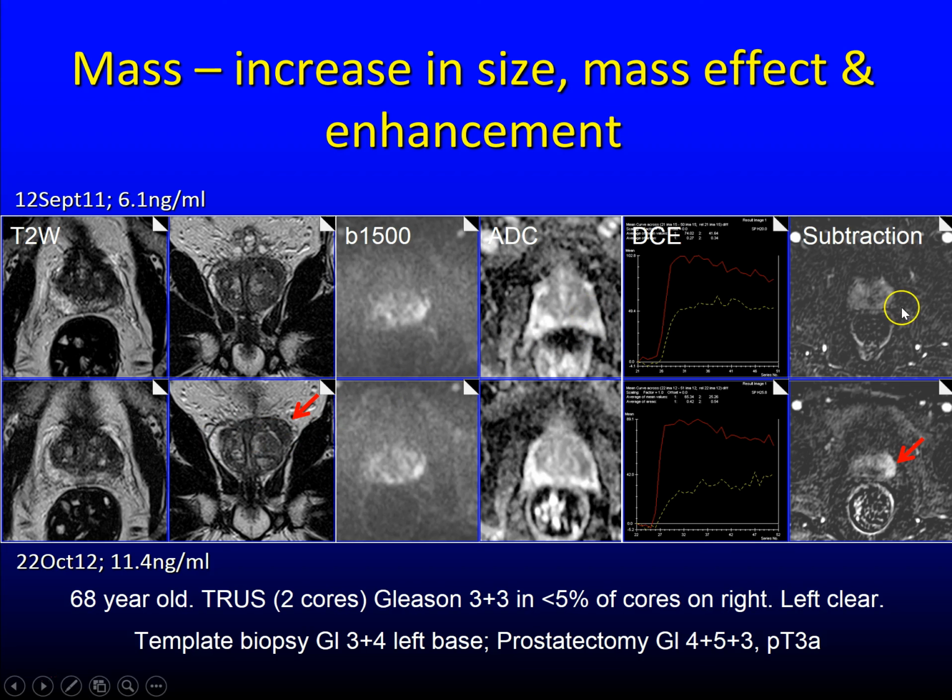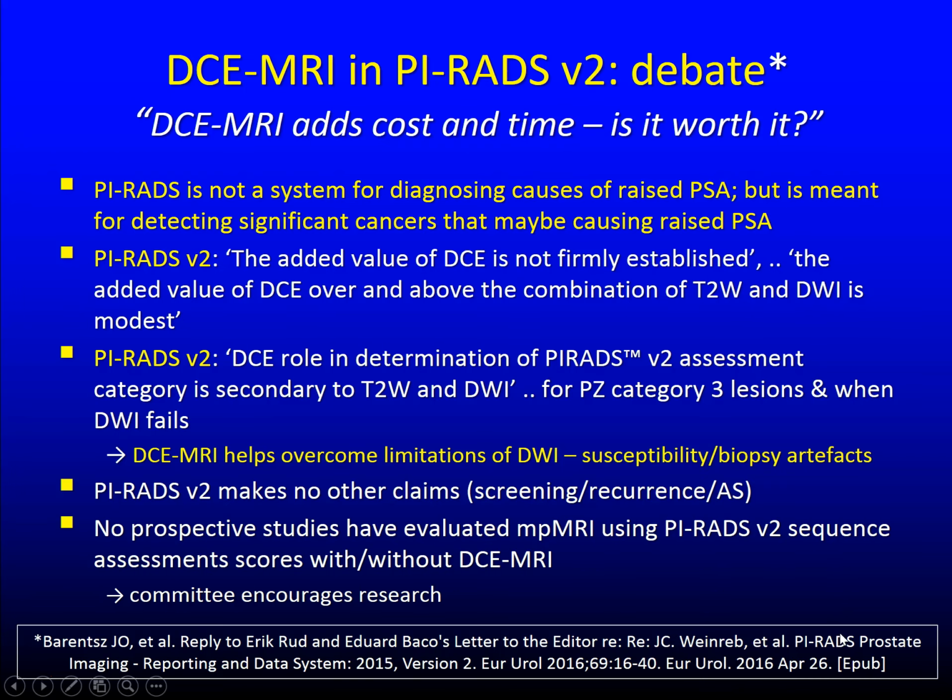But if we look at the subtraction image, you can see that there is a new area of vascularization. This was biopsied, showed Gleason 3 plus 4 cancer, which at prostatectomy turned out to have Gleason 4 plus 5 plus 3 and microscopic T3A disease.